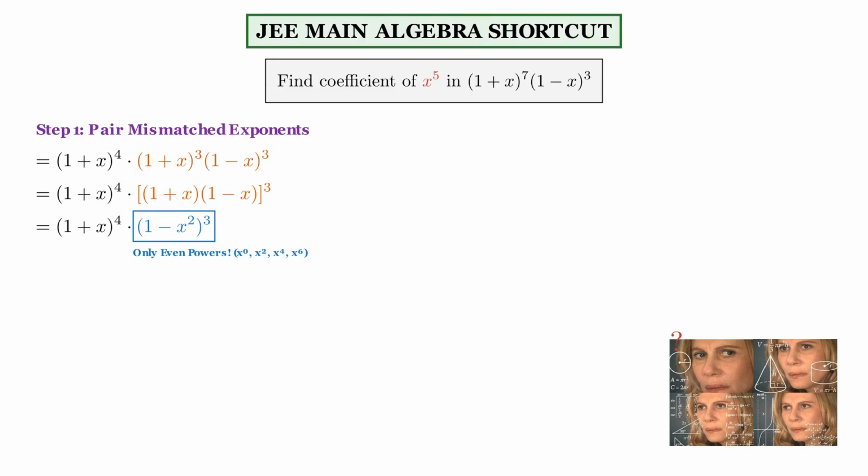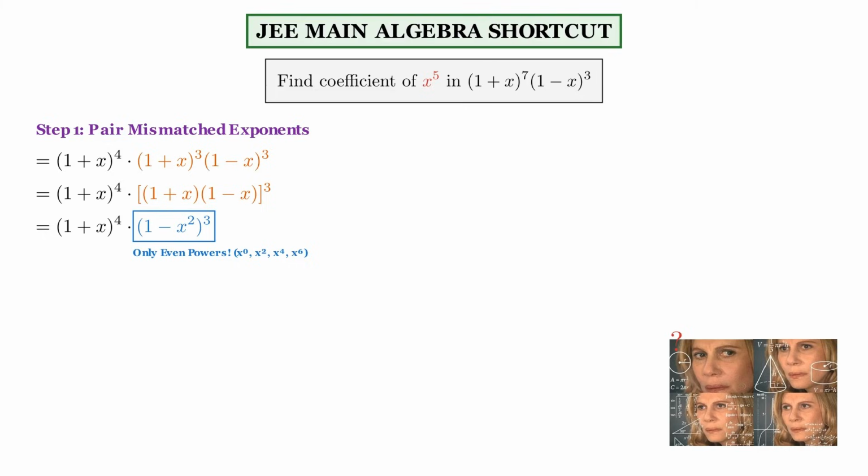Why is this rewrite so powerful? Look at the second bracket, (1 minus x square) to the power 3. Because x is squared inside, this bracket simply cannot produce any odd powers of x. It only generates x to the power 0, x to the power 2, x to the power 4 and x to the power 6. Since we need x to the power 5 and the second bracket only supplies even powers, where must the odd power come from? It has to come from the first bracket, that is (1 plus x) raised to the power 4.